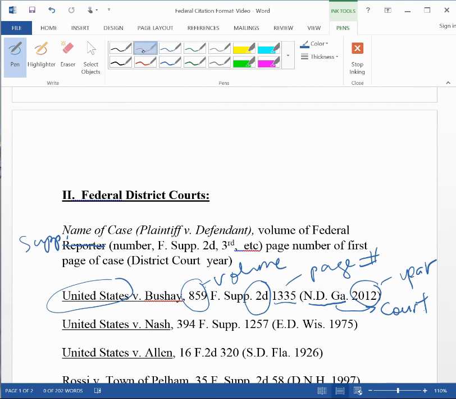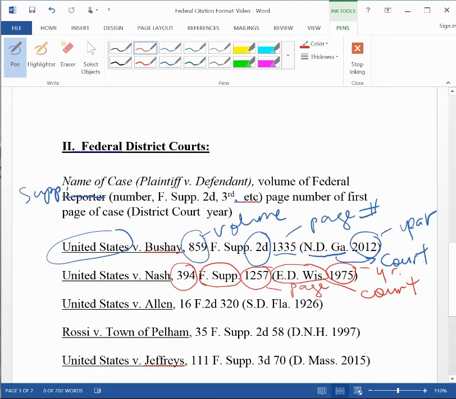Let's go through another example. We have United States versus Nash, which is the name of the case. The volume is 394. The source is F sup. This is just the original F sup series. The page is 1297. So that's the first page. And this case is from the Eastern District of Wisconsin. So that's the court. And the year is 1975.